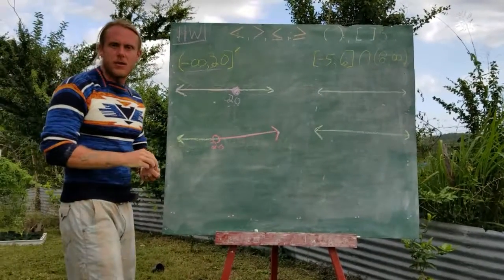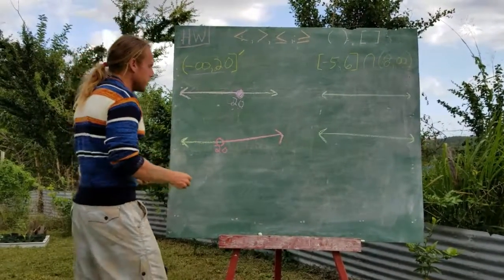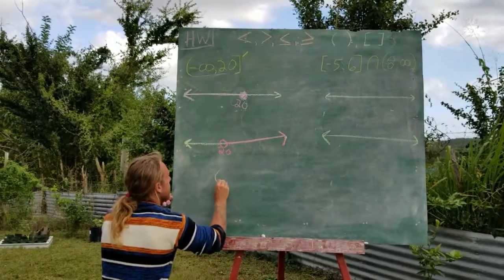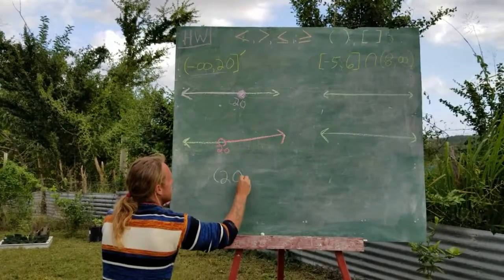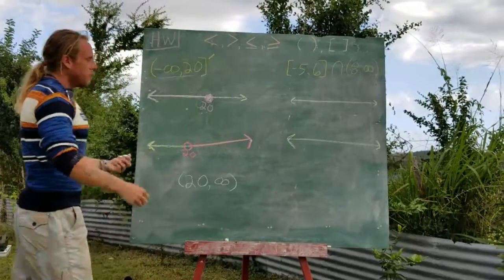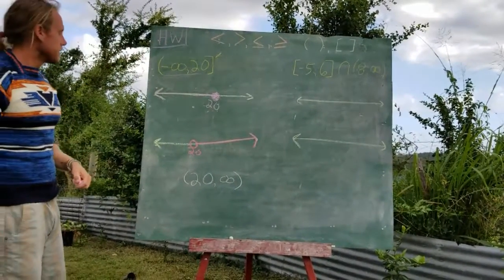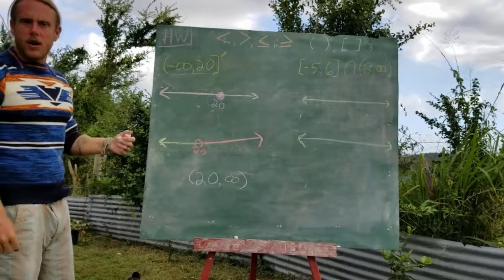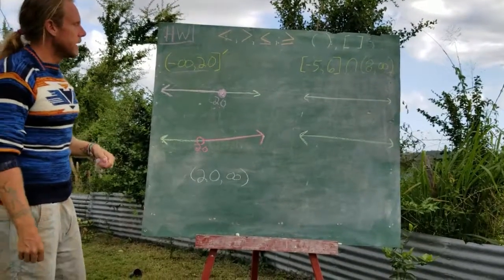It shouldn't be too hard, I don't think, to write this in interval notation. We can say the interval of 20 to infinity, open. I think we can say that pretty confidently at this point. All right, good job on that one. The complements are kind of fun. We're just going to do one today.